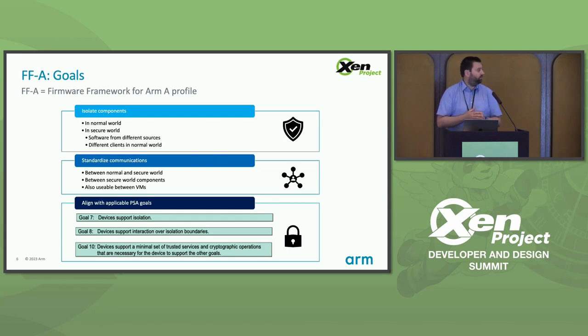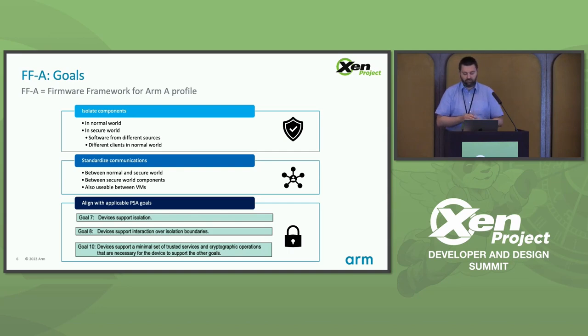The second goal is to standardize communications. First between the normal world and secure world, but also between components inside the secure world or even inside the normal world, so that the FFA protocol can be used to communicate between VMs, between a VM and the hypervisor, or between the hypervisor and the firmware.